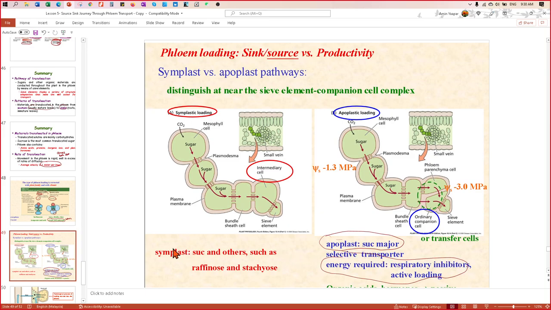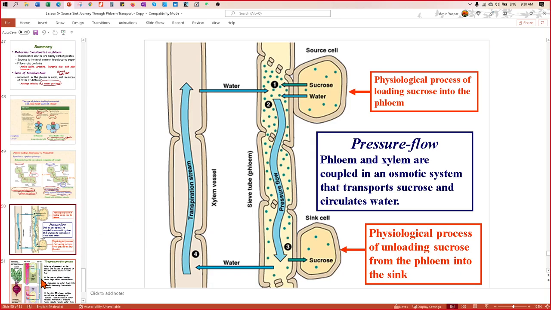Okay, symplast, sucrose and other stuff, because it's big, got big plasmodesmata. Okay, it deals with raffinose and stachyose. All right, so this is another one I just found.